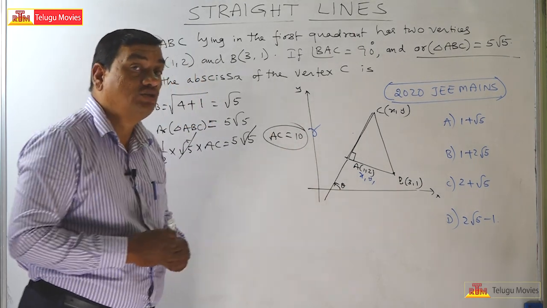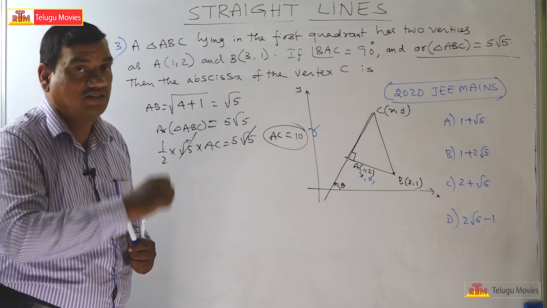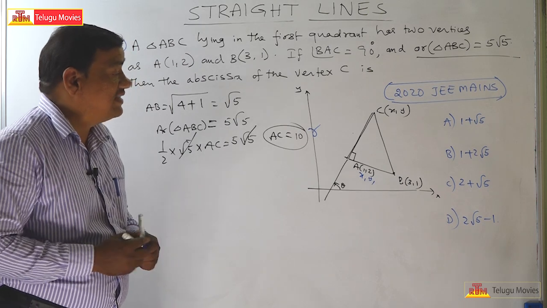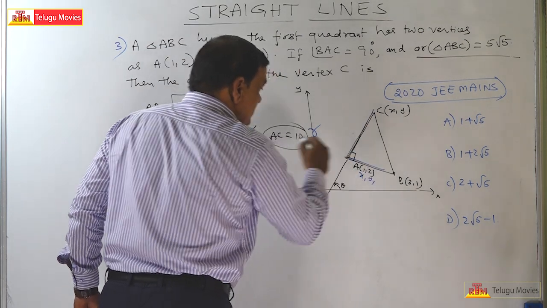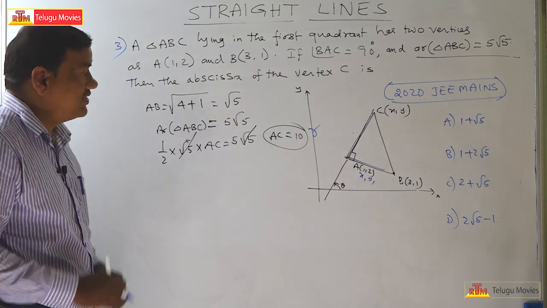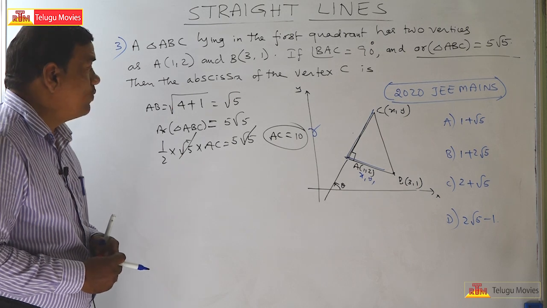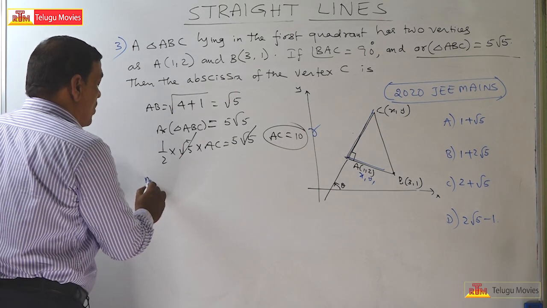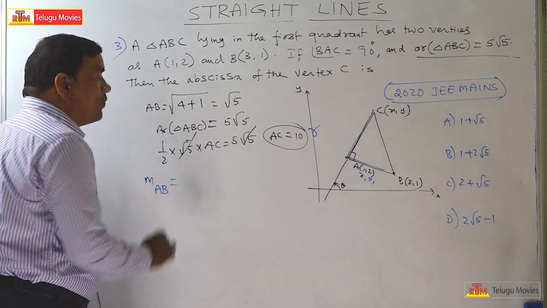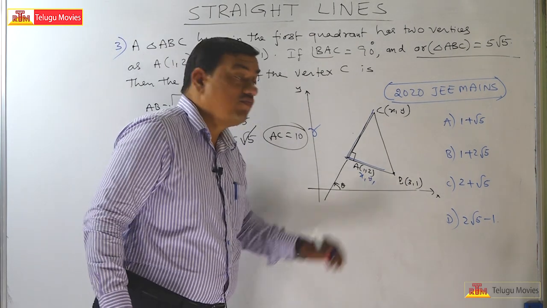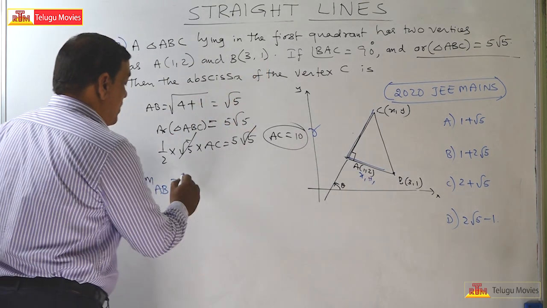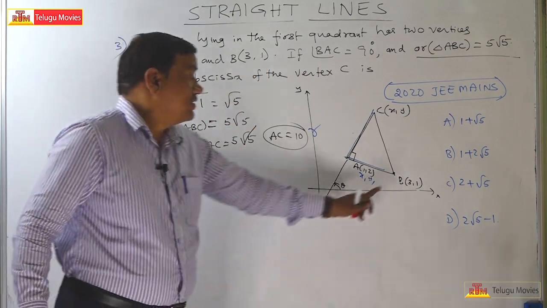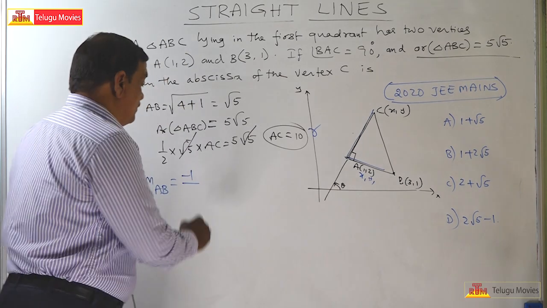The only thing is you have to find out sin theta and cos theta. To find that, we will find out the slope of AC. Now how to find out the slope of AC? First, what is the slope of AB? The slope of AB is the difference of y coordinates by the difference of x coordinates, that is (1 minus 2) by (3 minus 1), which is minus 1 by 2.